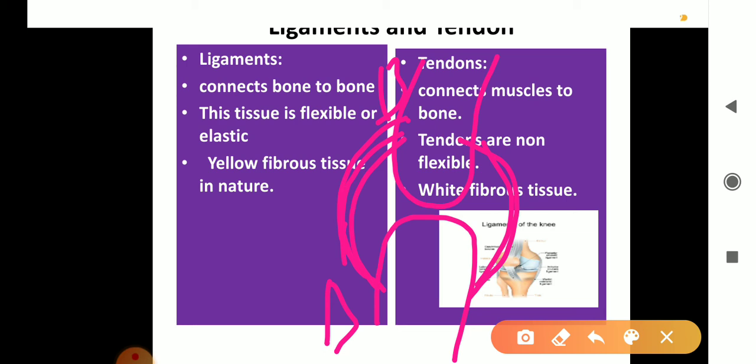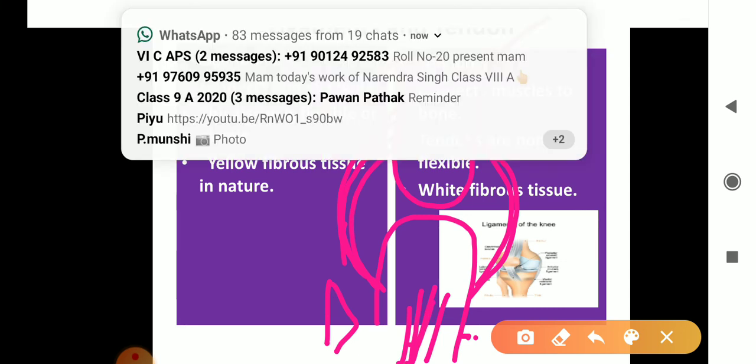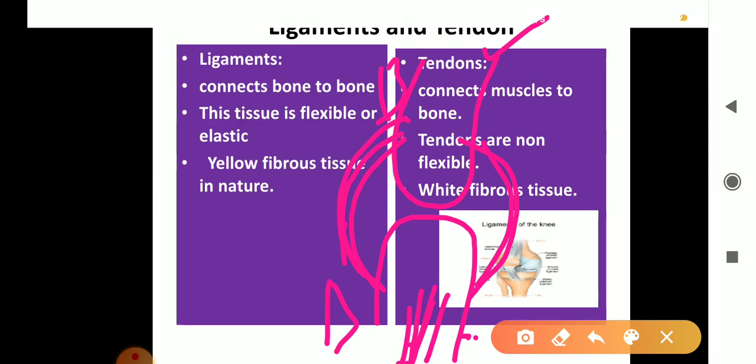Now see the tendons. Where are tendons present? Tendons connect muscles to bone. It means the muscles which are present over the bone are connected to the bone. Who does the work of keeping the muscles attached to the bone? Tendon. And these are white fibrous tissue and non-flexible also. This is non-flexible tissue. The ligament is flexible tissue, yellow in color, whereas the tendon is white in color and non-flexible.